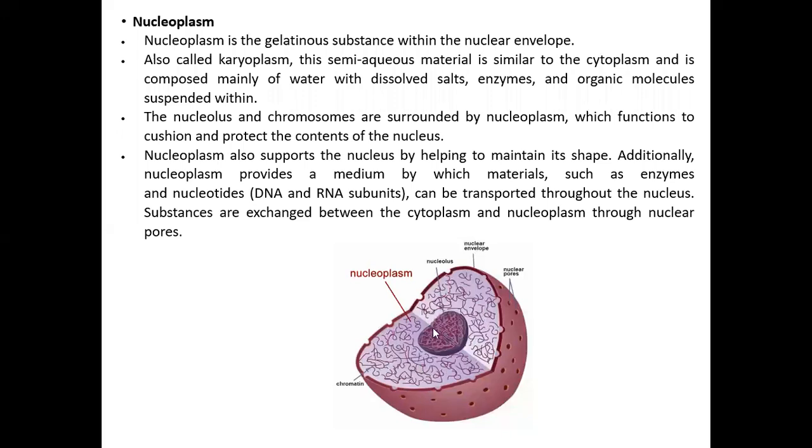It functions as a cushioning, as a suspension for the nucleolus. Nucleoplasm also supports the nucleus by helping to maintain its shape. Additionally, nucleoplasm provides a medium by which materials such as enzymes and also nucleotides, that is, DNA or RNA, can be transferred throughout the nucleus. Substances are exchanged between cytoplasm and nucleoplasm through the nuclear pores.